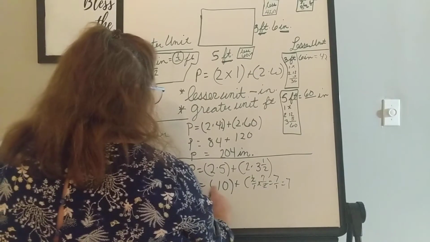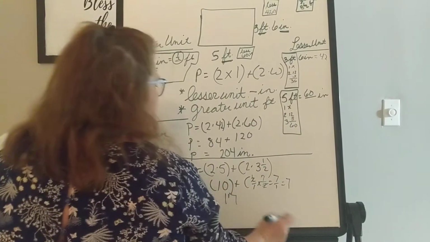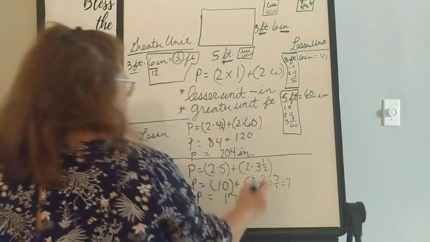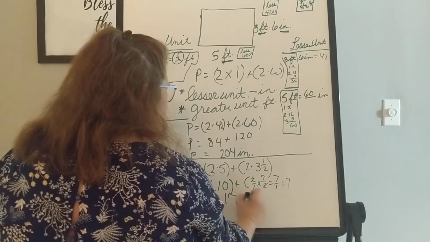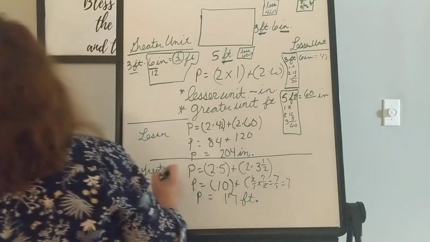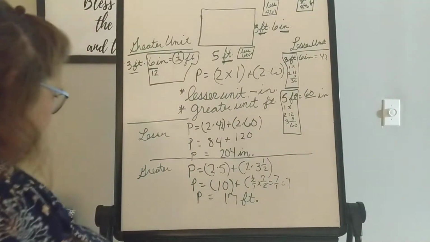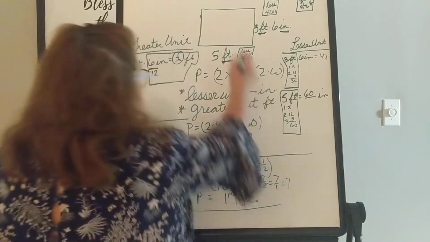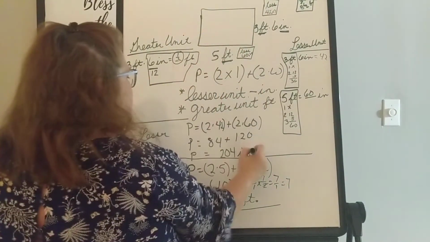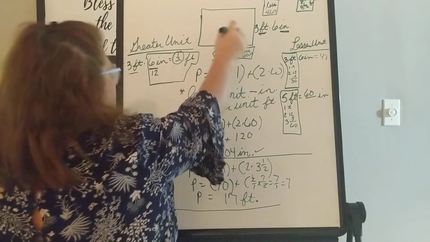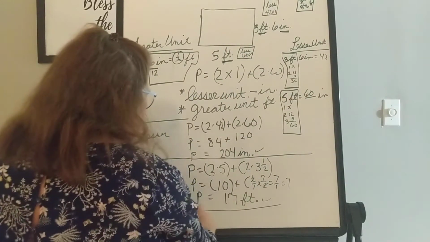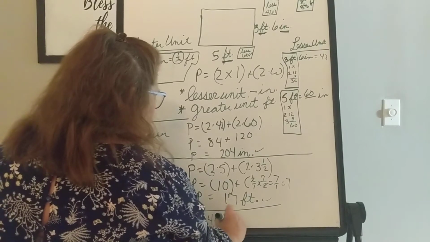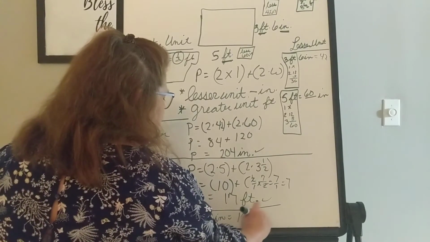So perimeter equals 17. What was our unit of measurement we were doing this time? The greater unit, which was feet. So it equals 17 feet. So check this out. We now know, because the perimeter of this in inches was 204, the perimeter of it in feet was 17, we know that 204 inches equals 17 feet.